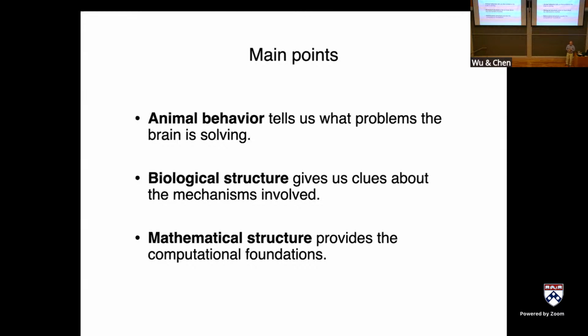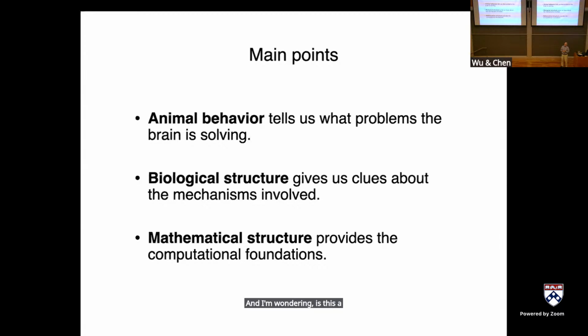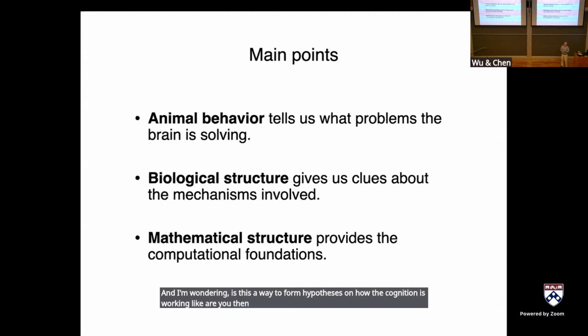Thank you for the inspiring talk. Very interesting research that you're doing. I was wondering about the role of this type of research in trying to understand human cognition or animal cognition, because it seems that there's this inspiration that is taken, then we use some mathematical tools to solve a problem in a kind of bio-inspired way. And I'm wondering, is this a way to form hypotheses on how cognition is working? Like, are you trying to figure out, okay, are we using the Chinese remainder theorem in our brain? Are we using resonator networks to factorize them, et cetera? Maybe could you speak a bit about that?